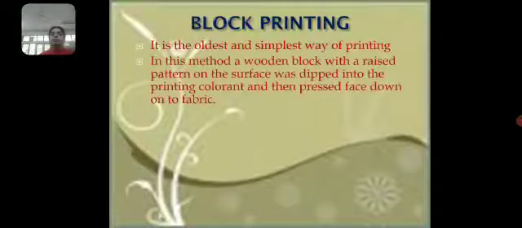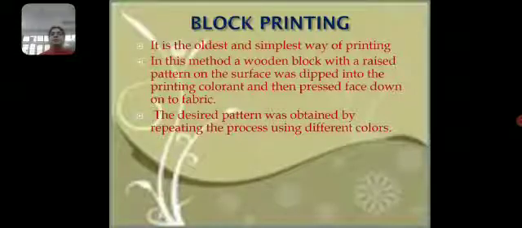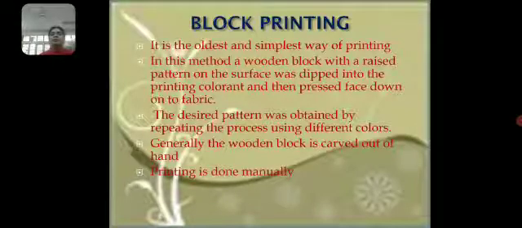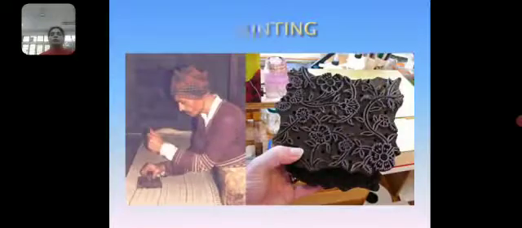Now coming to block printing, it is the oldest and the simplest method. Wooden blocks are used in this and the desired pattern is obtained by repeating the process. Wooden blocks are carved out by hand and printing is done manually. We can see here the different types of block printing, how it is done manually. Now these are the different wooden blocks with which the printing is being done.